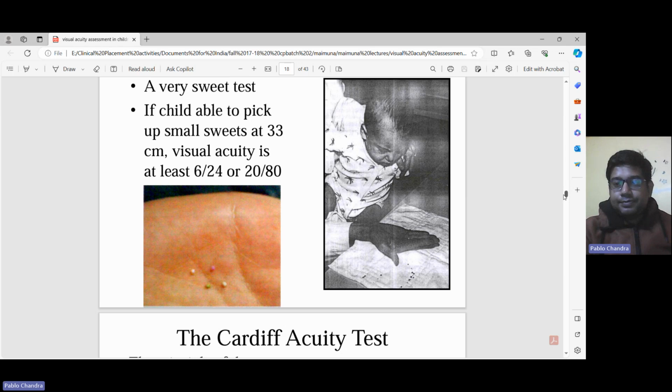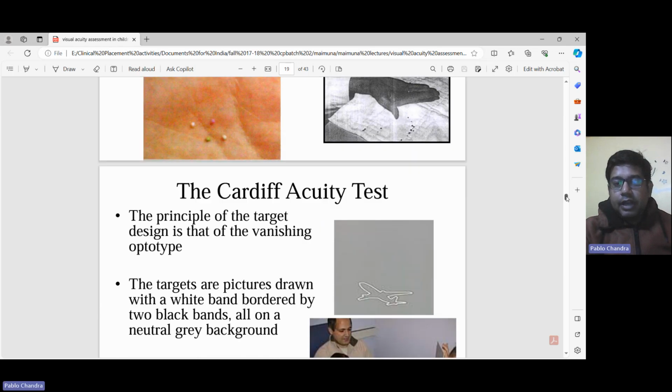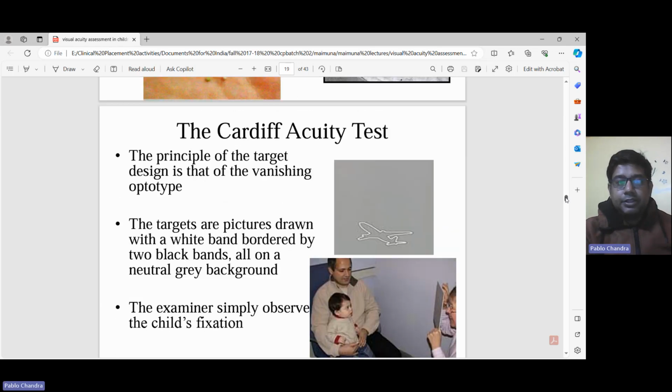Another is the Cardiff acuity test. Again, this is a very interesting test. Normally you give this type of picture in front of the patient, and you slowly move the picture here and there, and you ask the patient whether they can see the vanishing target or not. The principle of the target design is that of a vanishing optotype. Suddenly it will be there, and you will move it, and you will keep it like this here and here, and you will check whether the child is looking at that target or not.